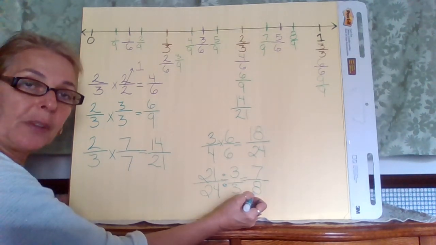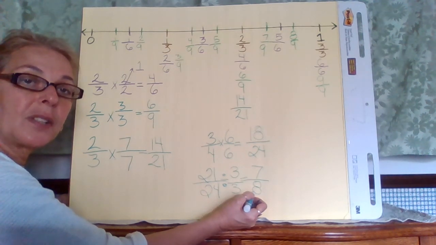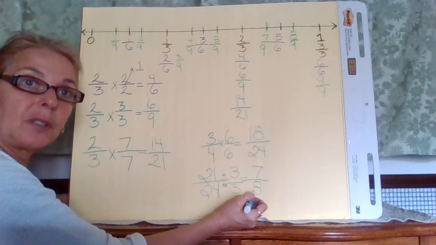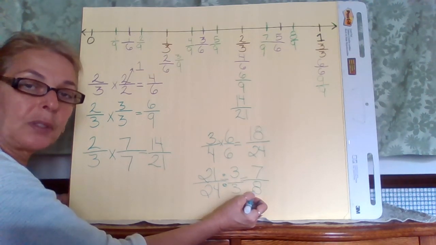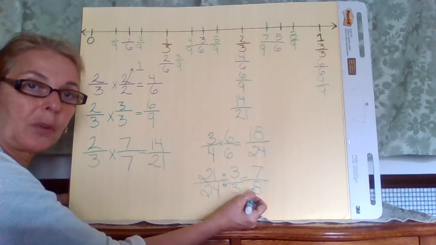So when it comes to equivalent fractions, what you do to the numerator, you do to the denominator, or what you do to the denominator, you do to the numerator. Either multiplication or division will work to find an equivalent fraction.